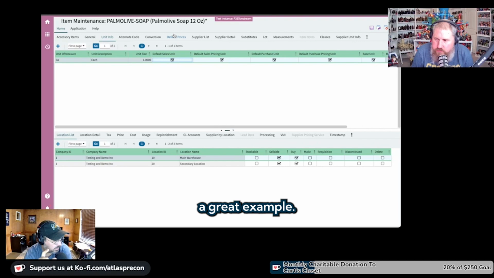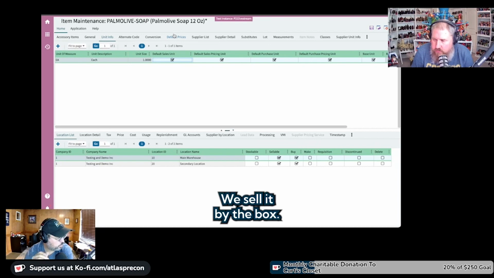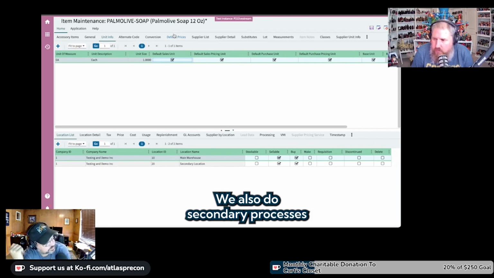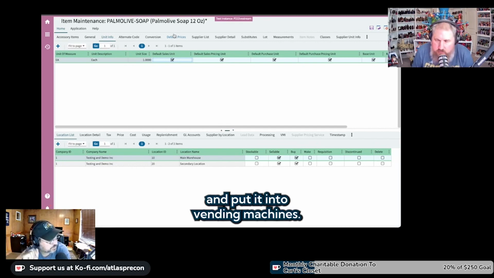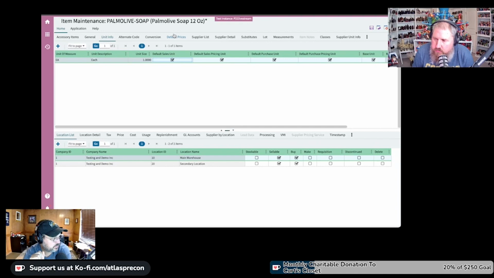Here's a great example. We buy this item by the pallet. We sell it by the box. Great. We also do secondary processes to break it down, put it into smaller packages, and put it into vending machines. What is the smallest conceivable unit that you will try to transact in?